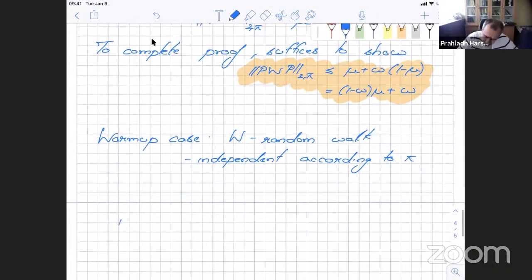Let's call this W ind. What is the matrix for this? How does the matrix for this look like? If each vertex I'm going to pick it independently according to pi, how does the matrix look like? So at any vertex, I forget where I am and I pick a neighbor distributed according to pi. So how does W ind look like, the matrix corresponding to W ind?